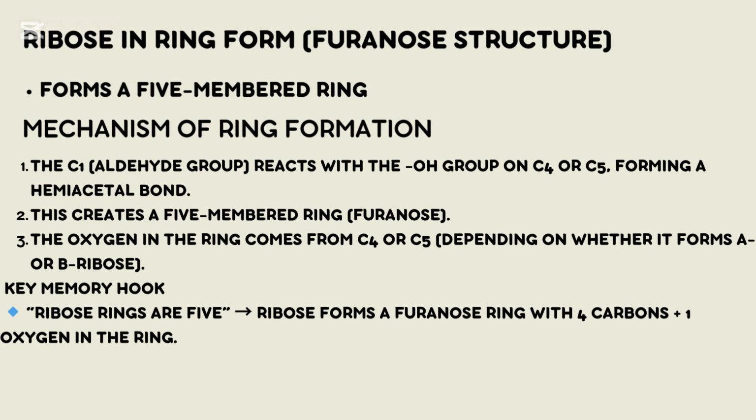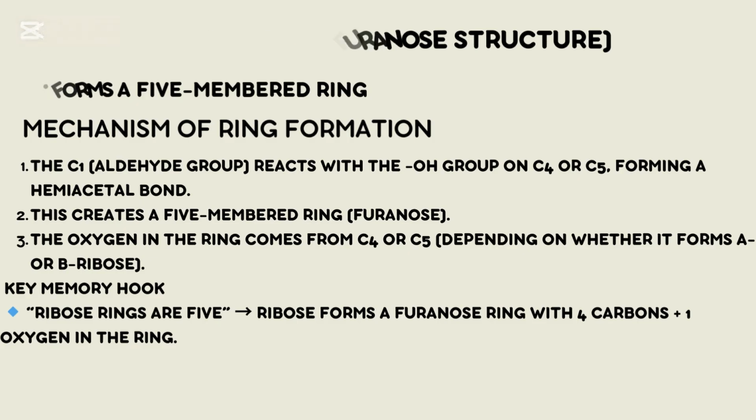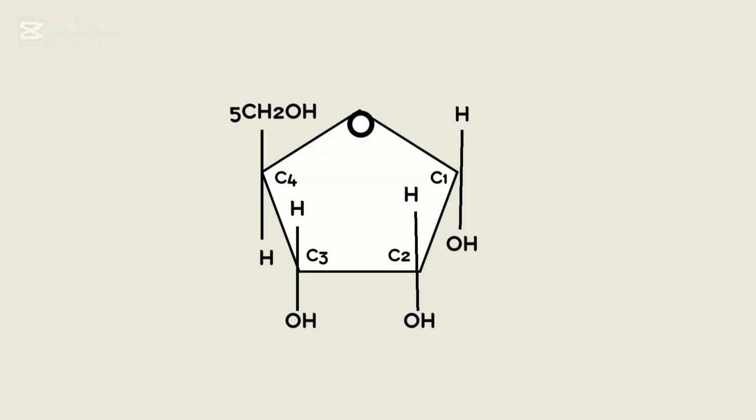Mechanism of ring formation. The C1 aldehyde group reacts with the hydroxyl group on C4 or C5, forming a hemiacetal bond. This creates a 5-membered ring, furanose. The oxygen in the ring comes from C4 or C5, depending on whether it forms alpha or beta ribose. Key memory hook: Ribose rings are 5. Ribose forms a furanose ring with 4 carbons plus 1 oxygen in the ring.